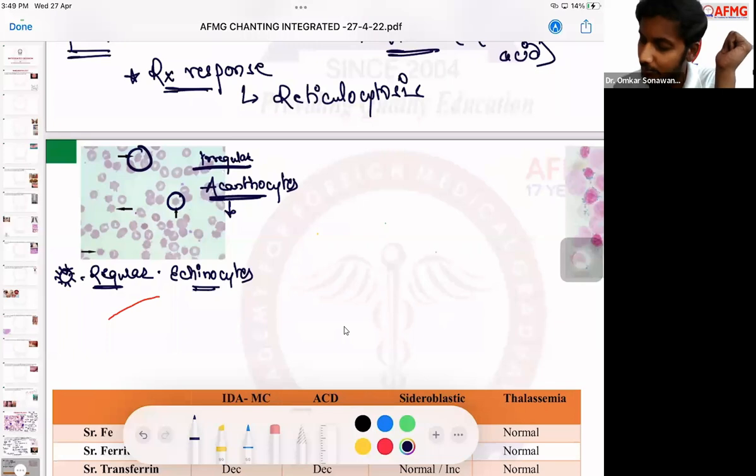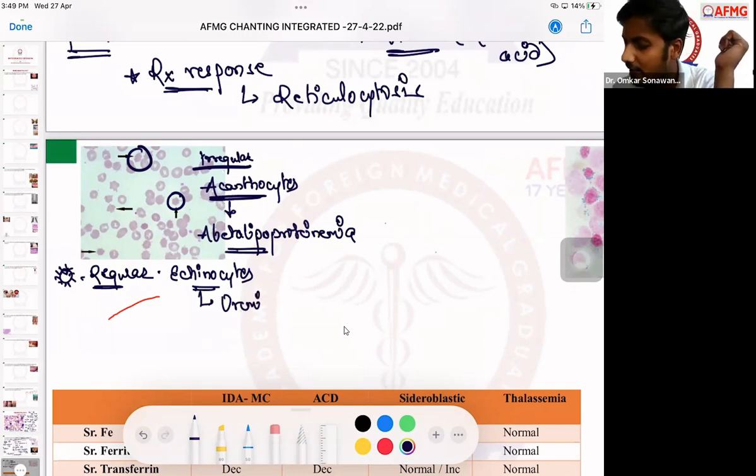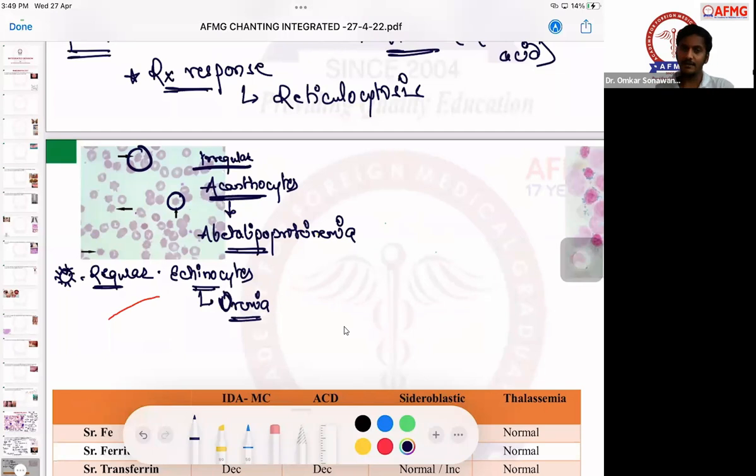acanthocytes are seen in a disease called A-beta lipoproteinemia. Please remember, acanthocytes are a feature of A-beta lipoproteinemia, whereas echinocytes are usually seen in renal failure. When there is uremia in a patient, at that time we can see echinocytes on a peripheral blood smear. So please remember, irregular spikes, acanthocytes, seen in A-beta lipoproteinemia; regular spikes, echinocytes, a feature of uremia or renal failure. Don't forget this.